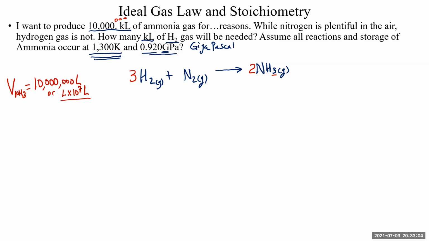Well, actually, let's get to temperature first. Temperature is 1300 kelvins. Thankfully, it's already in the unit we want, kelvins. And then our pressure is in units of gigapascals. Remember, we want atmospheres. So pressure is 0.920 gigapascals. Well, how do we handle this? It's okay, it's no problem.